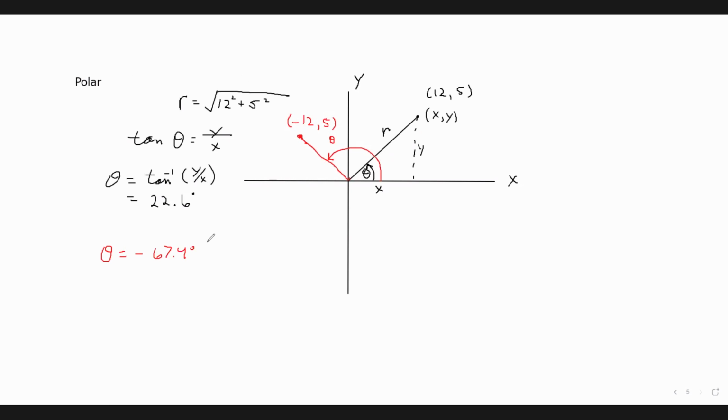Well, that's obviously not right, isn't it? First of all, it's a positive angle, not a negative angle. But it's clearly in the wrong quadrant. My point is here in the second quadrant, but the calculator tells me it's down here in the fourth quadrant. So something's wrong. And what is it? And what's wrong is this.